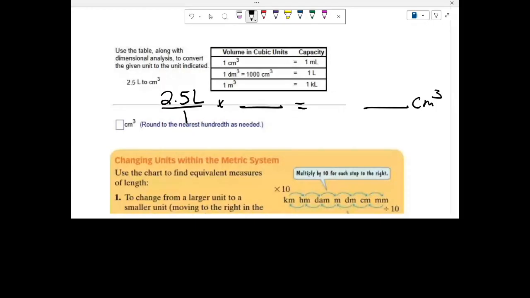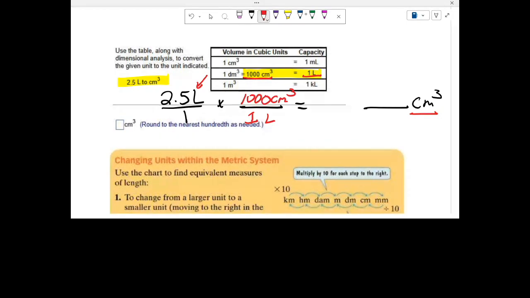So y'all, the first thing I'm going to do is ask, do I have any kind of relationship between liters and cubic centimeters? Right here, take a look. 1,000 cubic centimeters is the same thing as 1 liter. So if we have liters on the top, we want to put our 1 liter on the bottom. And if we want to end up with cubic centimeters, that's the unit we're going to put upstairs, okay?